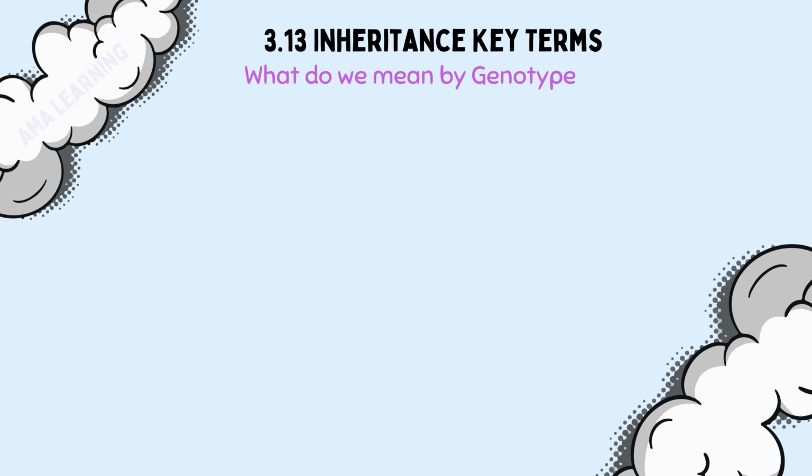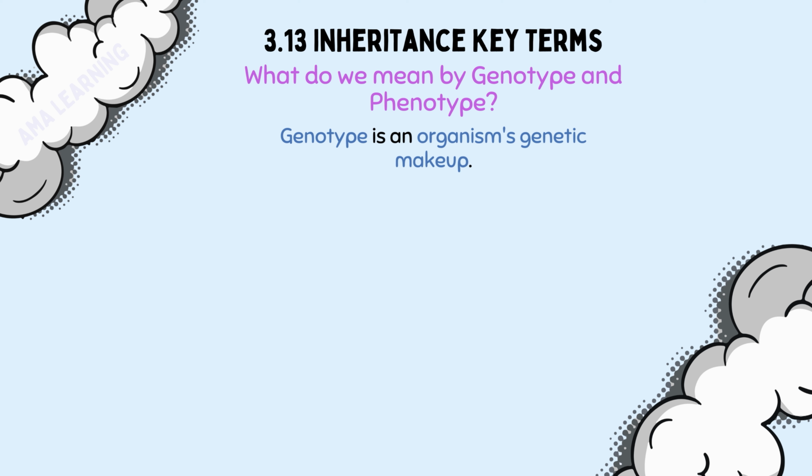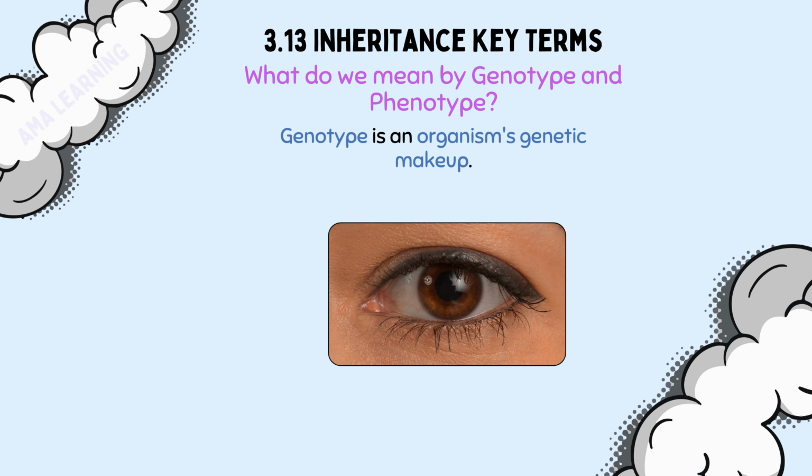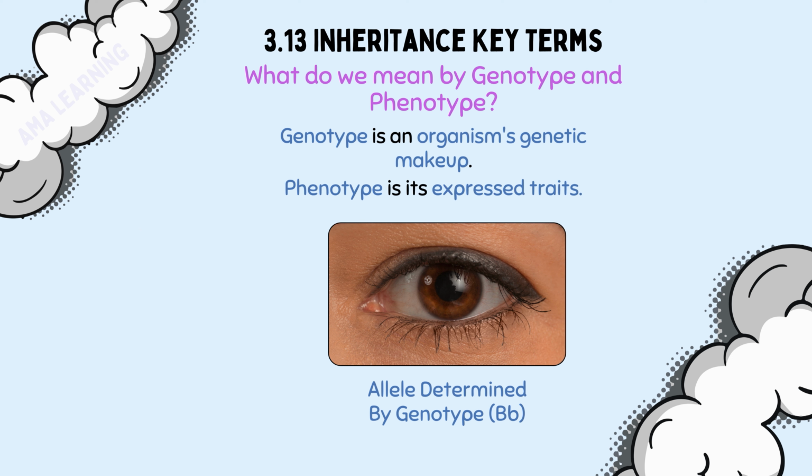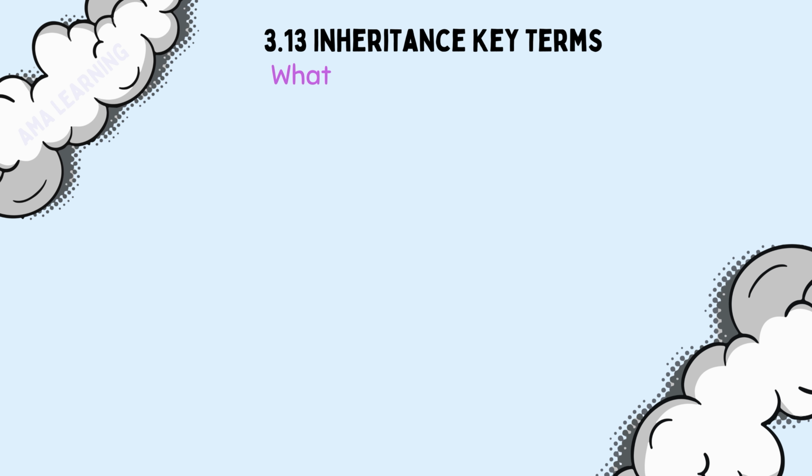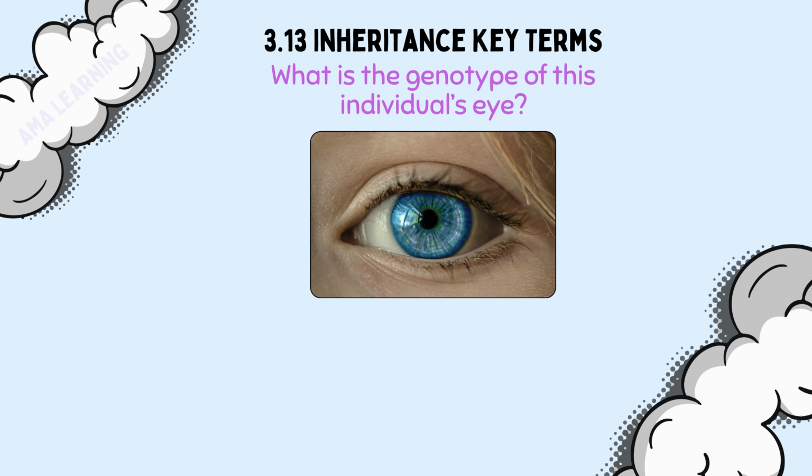What do we mean by genotype and phenotype? The genotype is the genetic makeup of an organism. It tells which alleles an organism has. For example, the individual in this picture has brown eyes. They could have the following genotype: capital B and lowercase b. Phenotype is the characteristic expressed because of the alleles that an organism has. For example, the individual in this picture's phenotype is brown eyes. What is the genotype of this individual's eye? The genotype is lowercase b and lowercase b. The phenotype is blue.